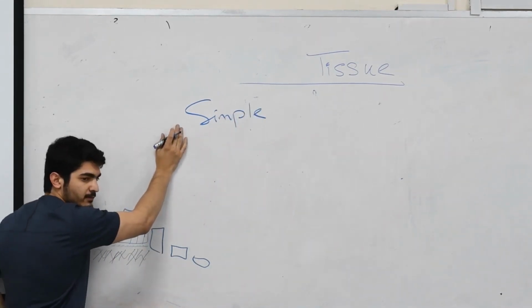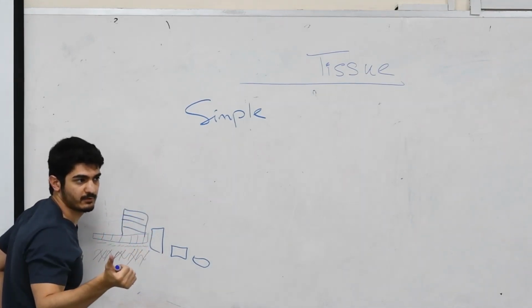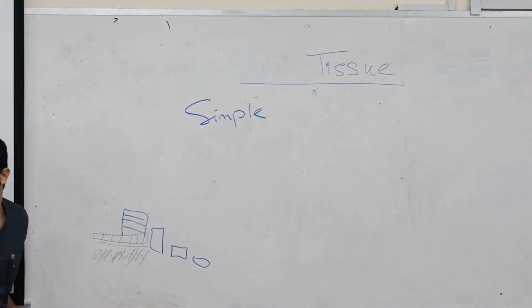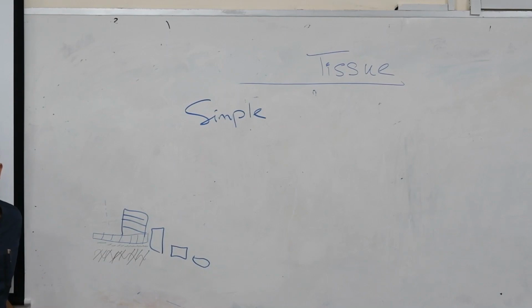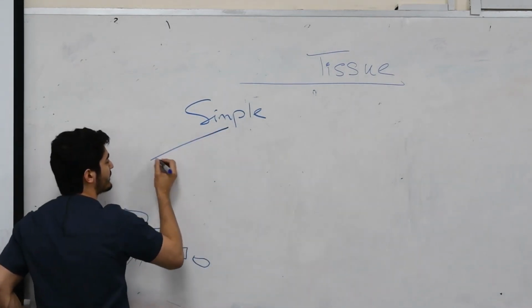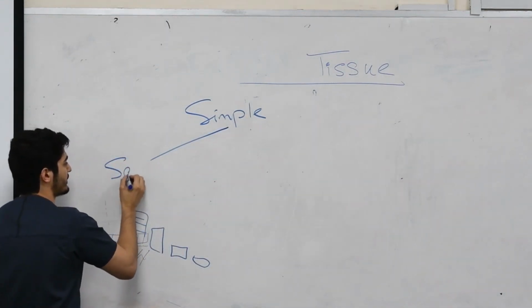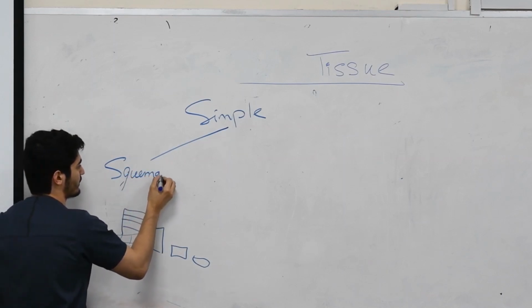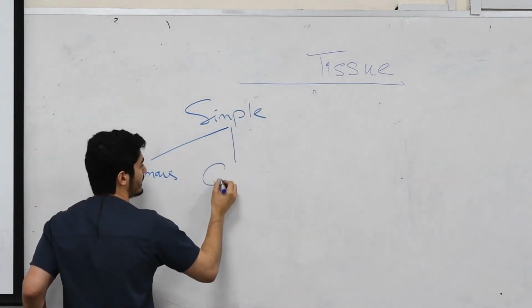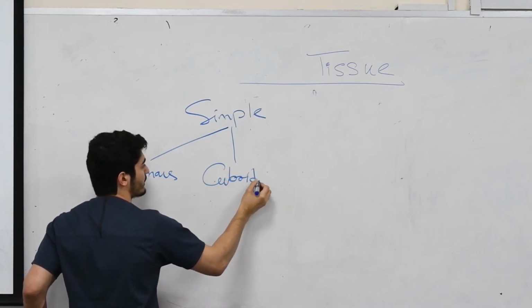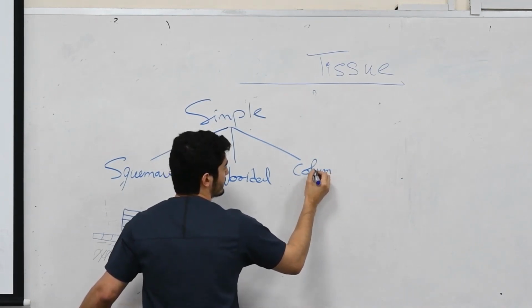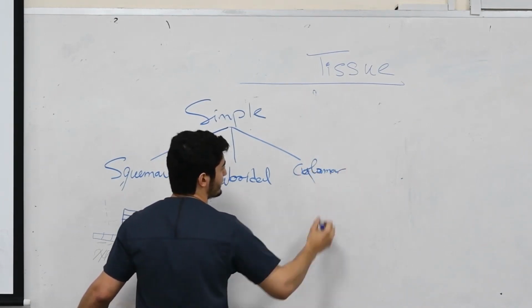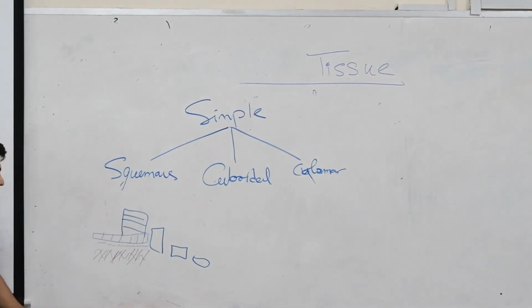What's the function? Diffusion, filtration, secretion. So everything except protection. Protection is for stratified. Simple, everything except protection. We have simple squamous, simple cuboidal, and simple columnar. Don't worry about the spelling mistakes.